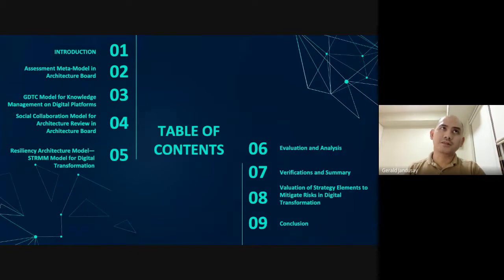First is the introduction, and then we will assess the architecture board. At the same time, we have to understand the GDTC model for knowledge management on digital platforms, as well as the social collaboration model and the resiliency architecture model, the STRMM model for digital transformation. Then we go on to the evaluation and analysis, and after that we discuss the verification and summary of this case study. Then we check the evaluation of strategy elements to mitigate the risk in digital transformation. And lastly, the conclusion.